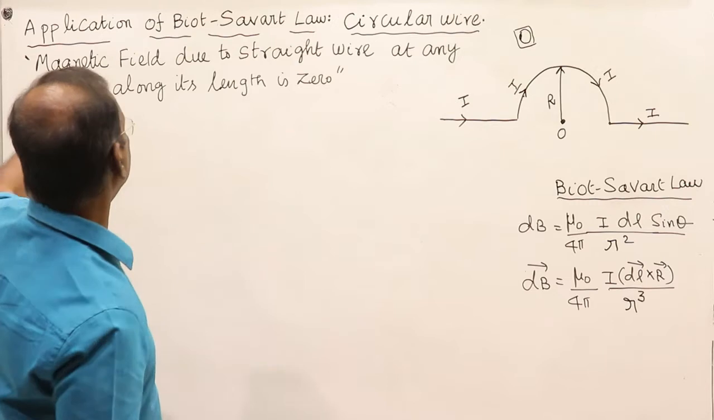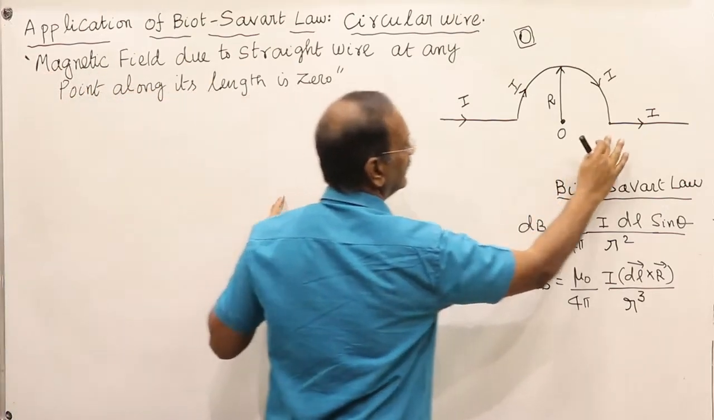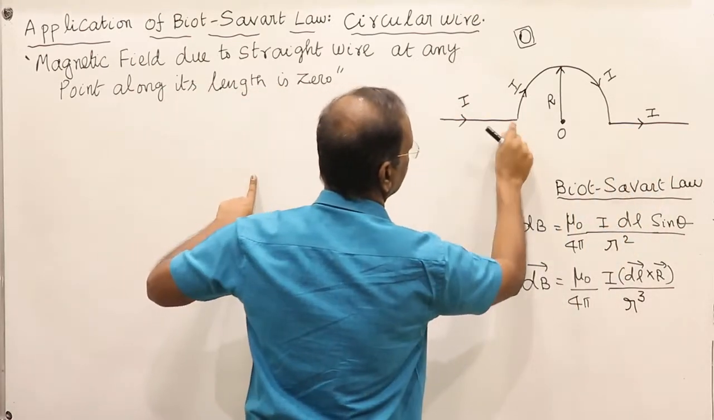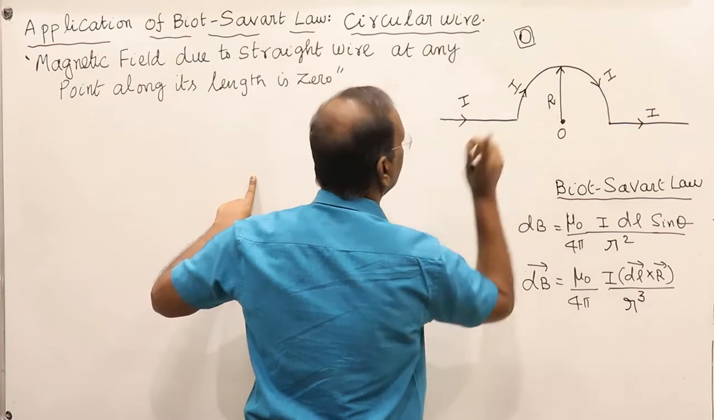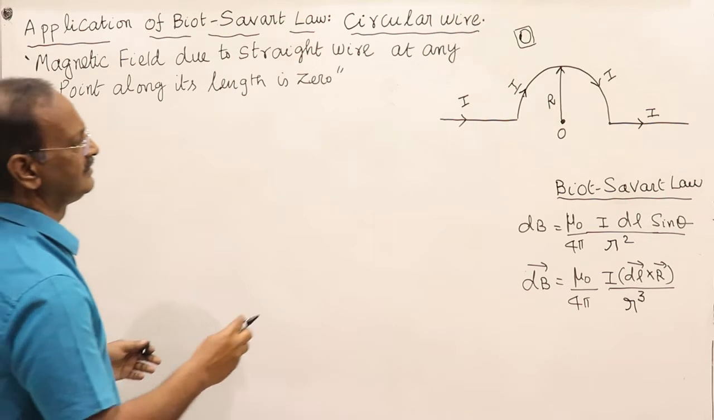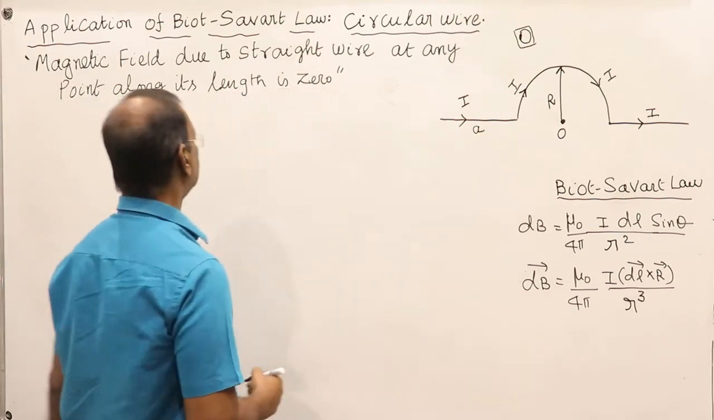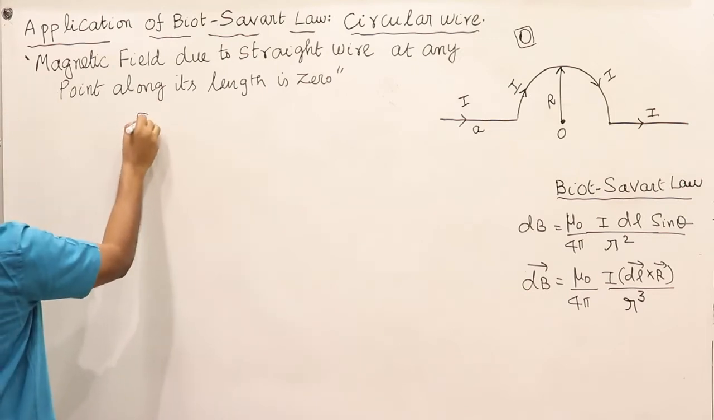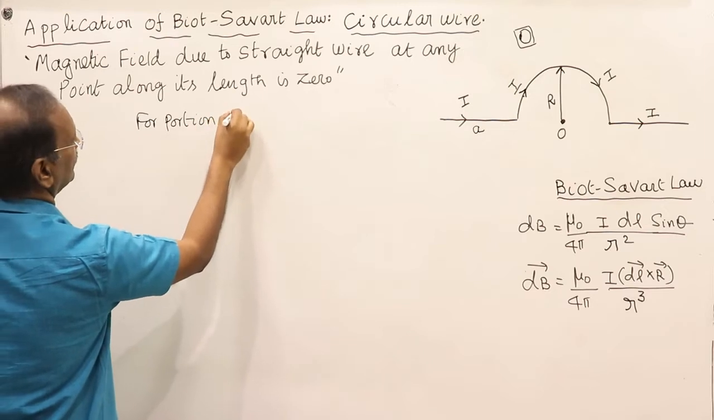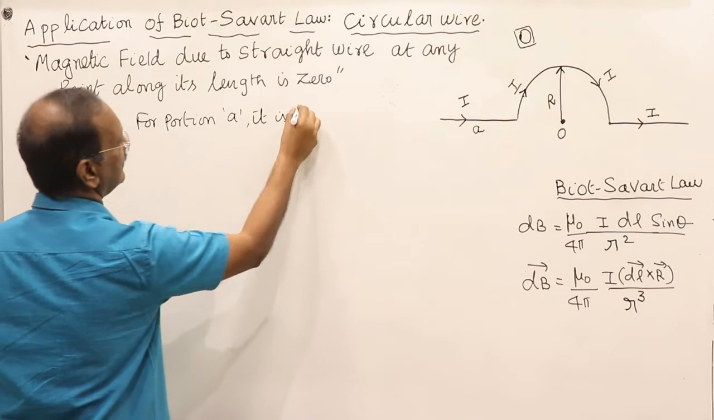See, already we have seen the magnetic field due to a straight wire, at any point along its length, is 0. This we have already seen, we will see it once again also. We say this is the portion A. Portion A is a straight wire.